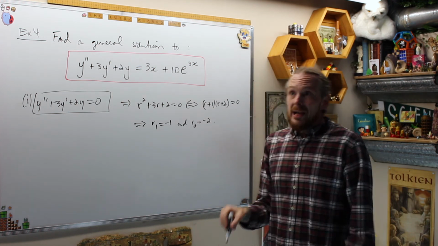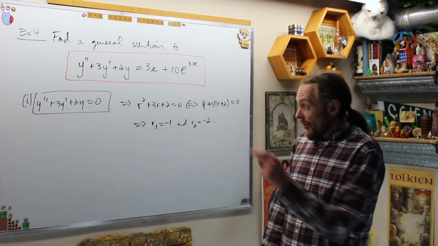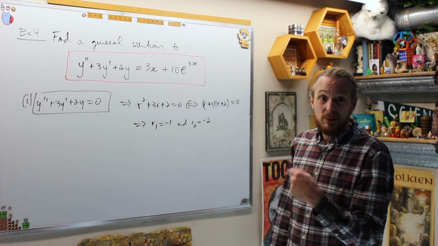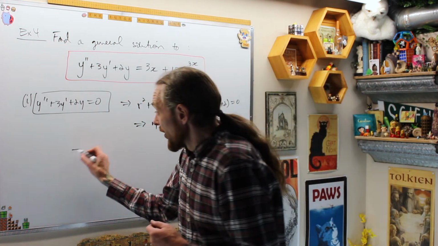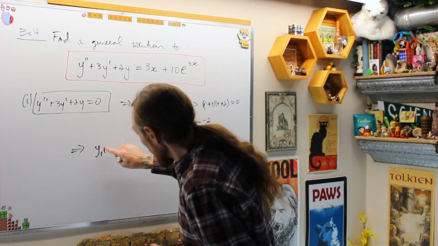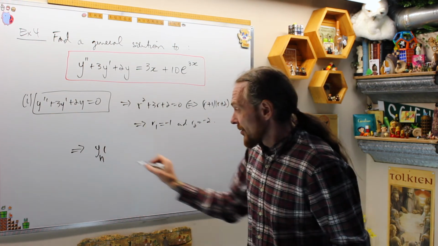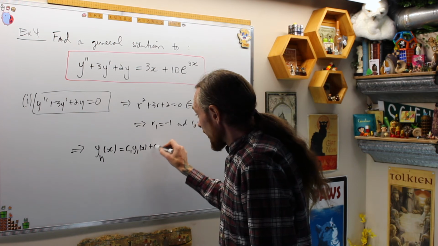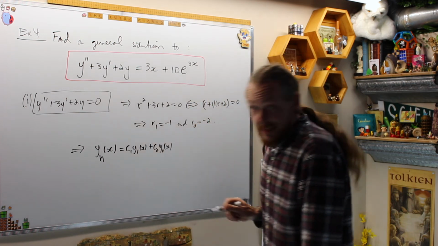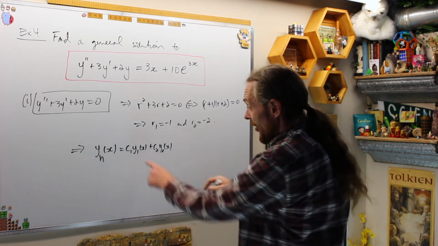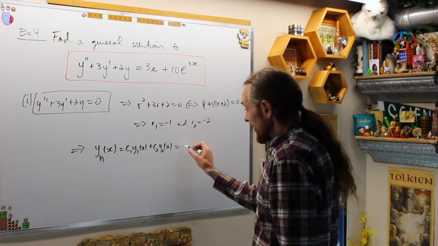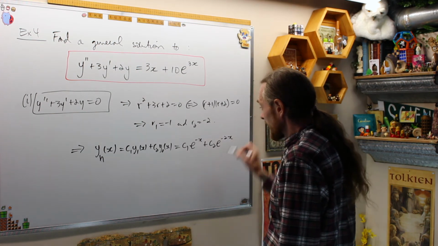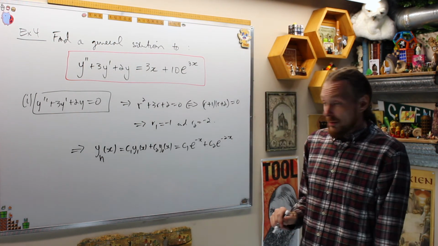Two distinct real roots. I look at the video if I can't remember, or I already have it memorized. This is case 1 of the homogeneous existence and uniqueness theorem. That gives me two linearly independent solutions. The homogeneous solution y_h(x) is going to be C1 y1(x) + C2 y2(x), just like it said in the theorem. In case 1, when we get two distinct real roots, this is C1 e^(-x) + C2 e^(-2x). These are our two linearly independent solutions.